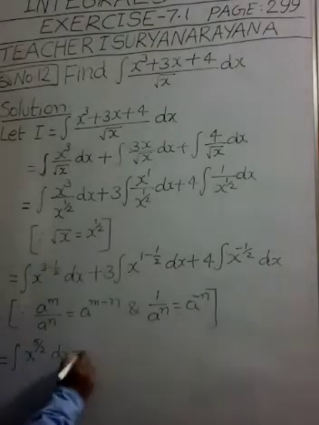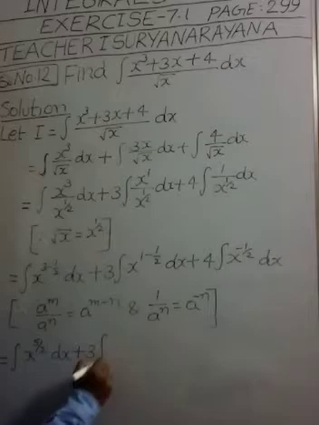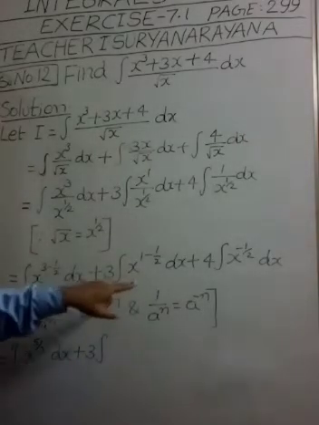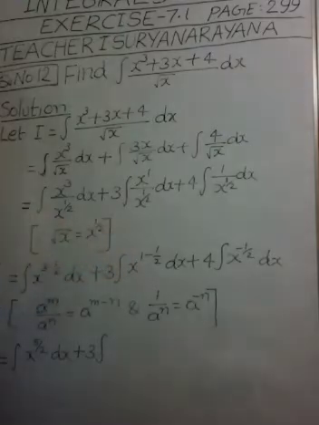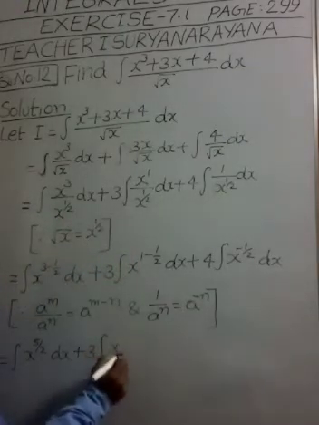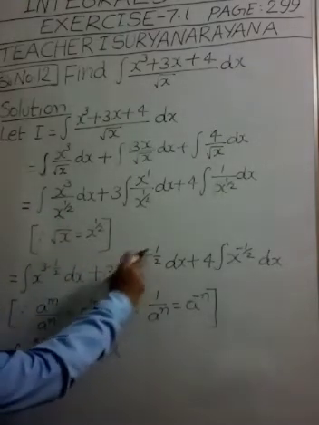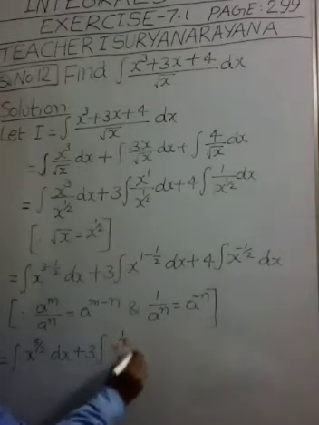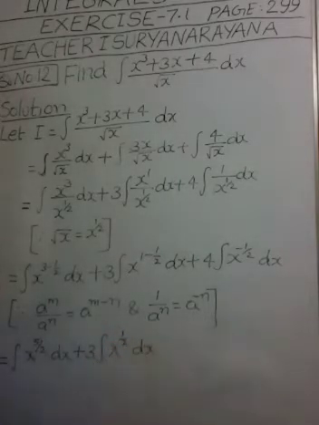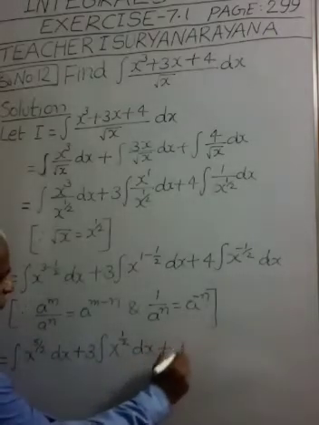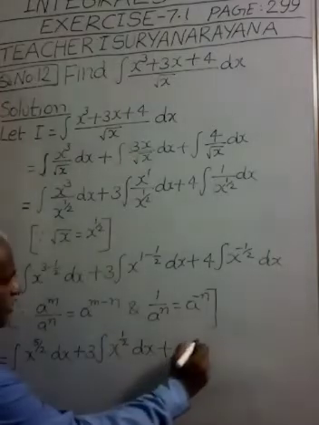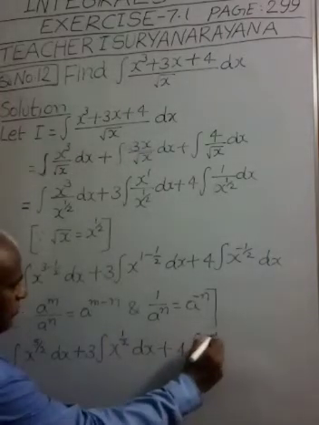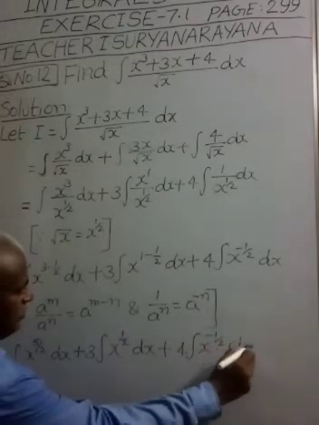Right. Plus 3 integral, come to the second term. Here also we simplify the exponent of x. What will you get? x power 2 ones are 2, minus 1, 1 by 2. Understood this second term, my children? Right. Plus 4 into, we write the third term as it is. Integral x power minus 1 by 2 dx.